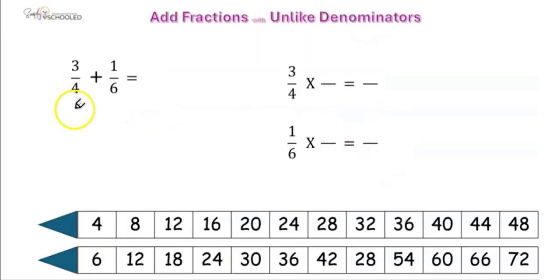All right, let's look at another example. Here we have 3/4 plus 1/6. Again, I have the multiple strips for 4 and the multiple strips for 6. And I'm looking for common multiples. I don't have to look very far. Right here is 12 and 12. So now I know that our new denominator is going to be 12.